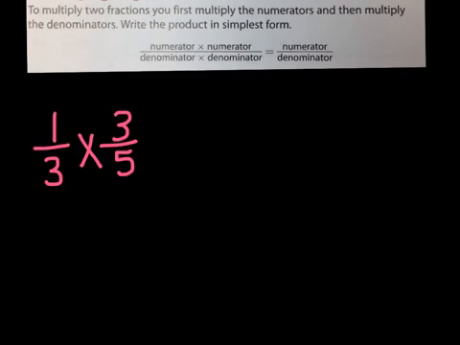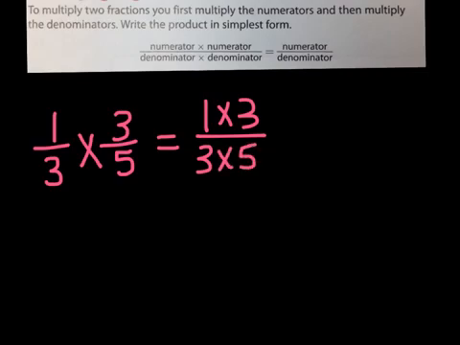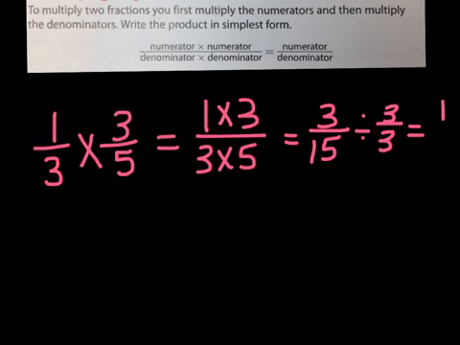We have 1/3 times 3/5. So we'll do numerator times numerator over denominator times denominator. So 3 times 1 is 3. 3 times 5 is 15. 3/15 can be reduced. We have to figure out what can go into both the top number and the bottom number equally. So 3 can go into 3 equally, and 3 can go into 15 equally. So 3 divided by 3 is 1, and 15 divided by 3 is 5. So 1/3 times 3/5 is 1/5.